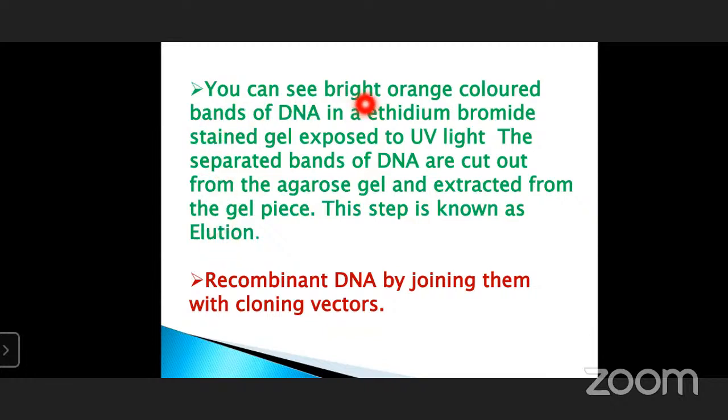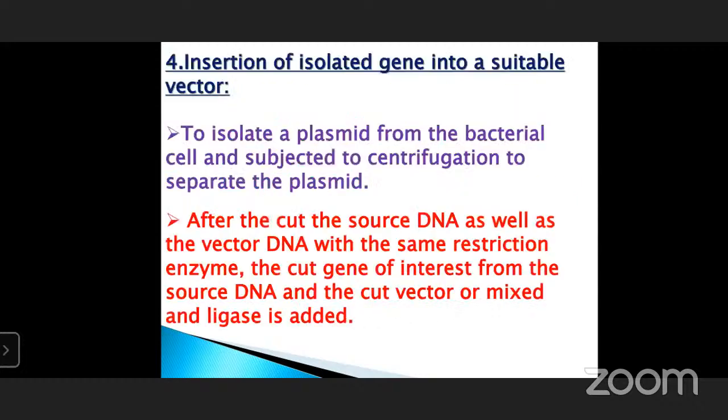Elution means DNA fragments are easily identified with the help of ethidium bromide stain. When UV light is exposed on the DNA fragments in this stained gel, the DNA fragments appear orange in color, and those orange colored DNA fragments are separated or extracted from the gel. This step is known as elution. The recombinant DNA is made by joining them with cloning vectors.